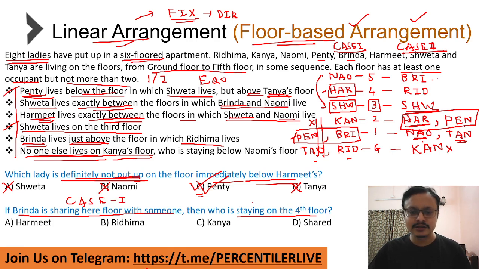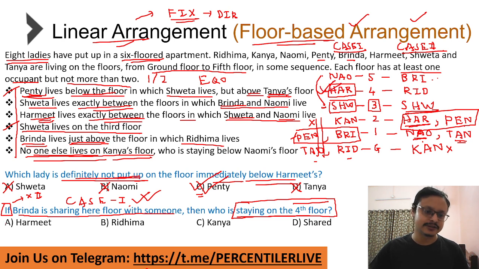In case 1, the question is saying who's staying on the 4th floor. What is the purpose of the if condition? To help you eliminate case 2 and narrow down to only case 1. So in case 1, who's staying on the 4th floor? If you look at the 4th floor, you have Harmeet staying on it. Hence the answer is option A, that is Harmeet.